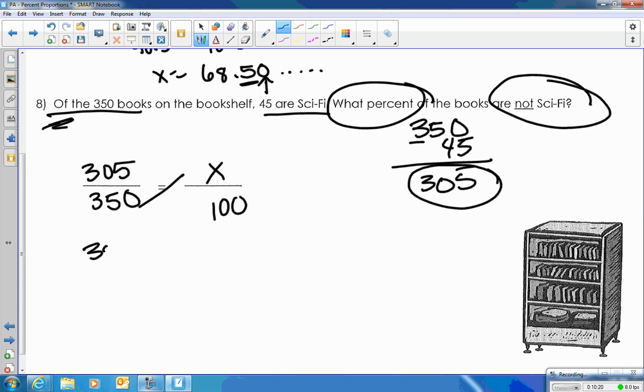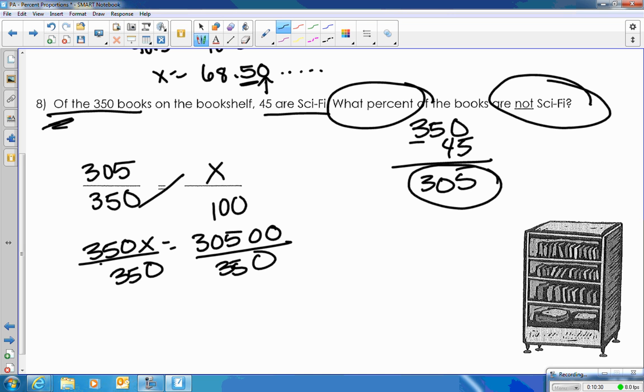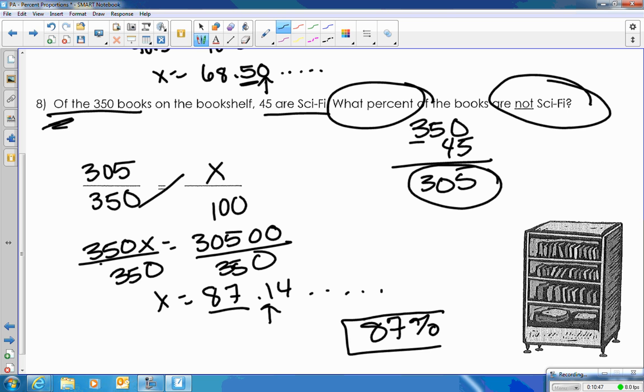So I'm going to cross multiply and divide. And that's going to give me 87.14 and so on. And I'm going to round to the nearest whole percent. So this number right here tells me to stay the same. So about 87% of those books are not sci-fi.